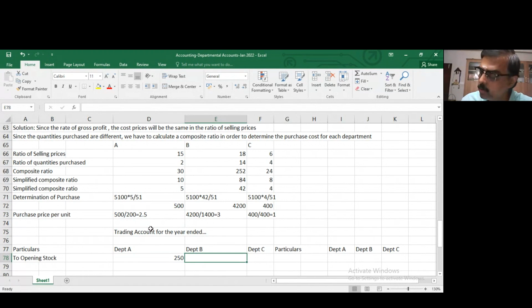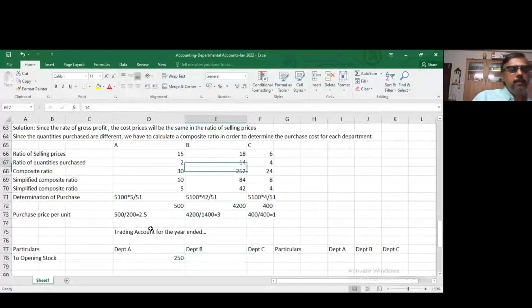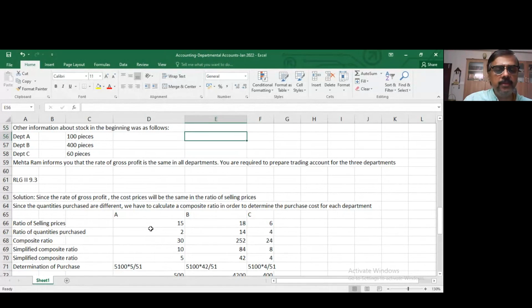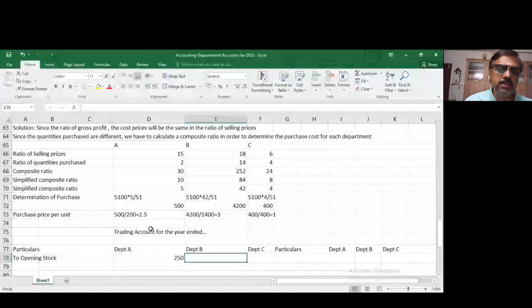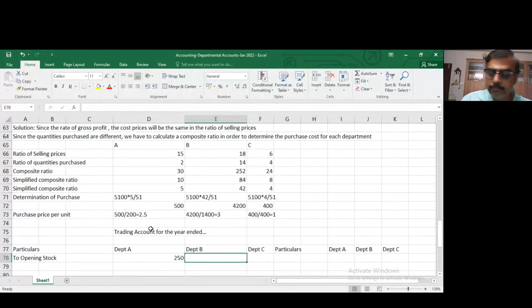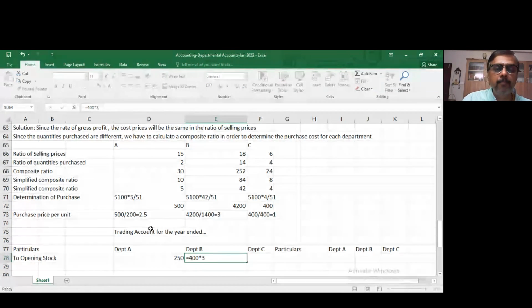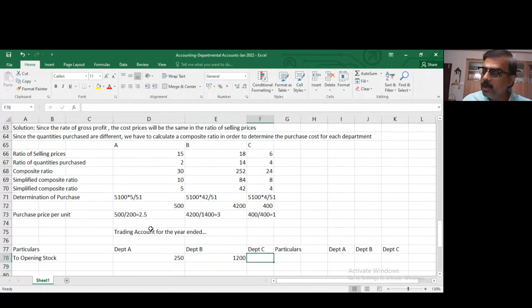For department B, opening stock quantity is 400 pieces. 400 into purchase price per unit of 3. 400 into 3 is what? 1,200. Good. For department C, the opening stock is given as 60 pieces. So 60 into 1, 60 rupees. So now we got the opening stock figure: for department A 250, for department B 1,200, and for department C 60. Now we also got the purchase figure already calculated.